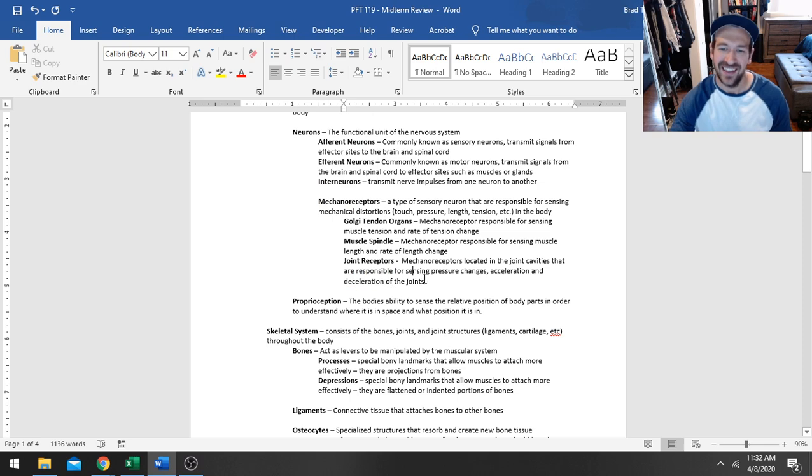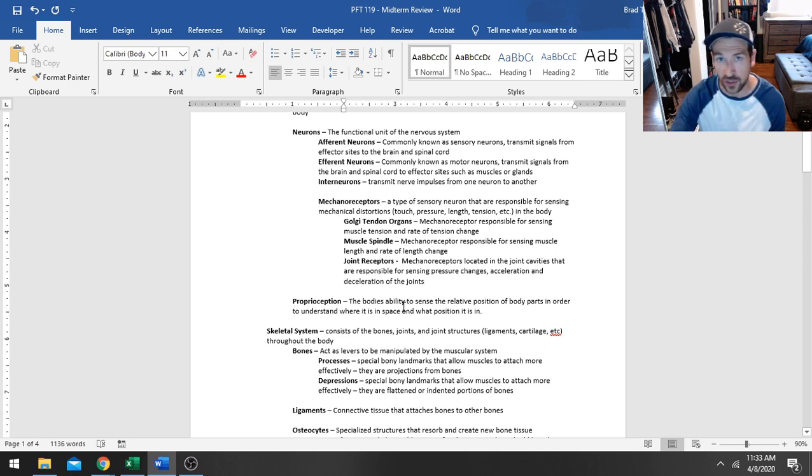Deceleration of the joints, right? So mechanoreceptors, they're in your actual joints. Their job is to sense pressure changes. If there's a lot of pressure, or if there's a massive acceleration or a massive deceleration, your joints are sending that information to your brain as well.